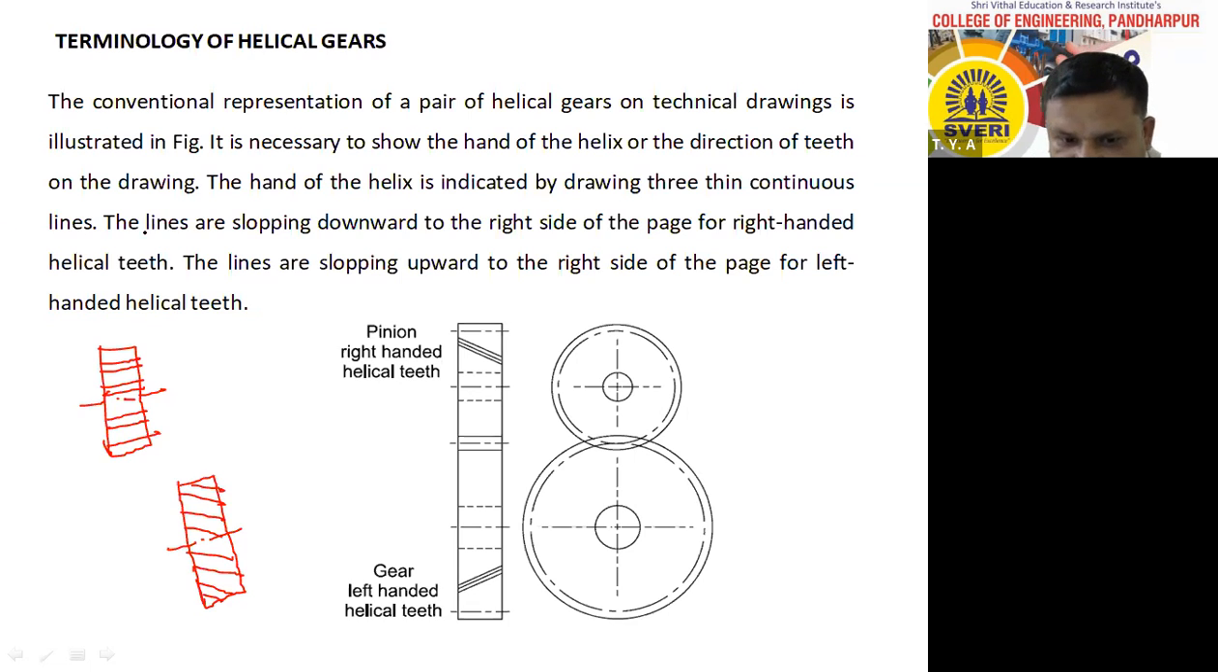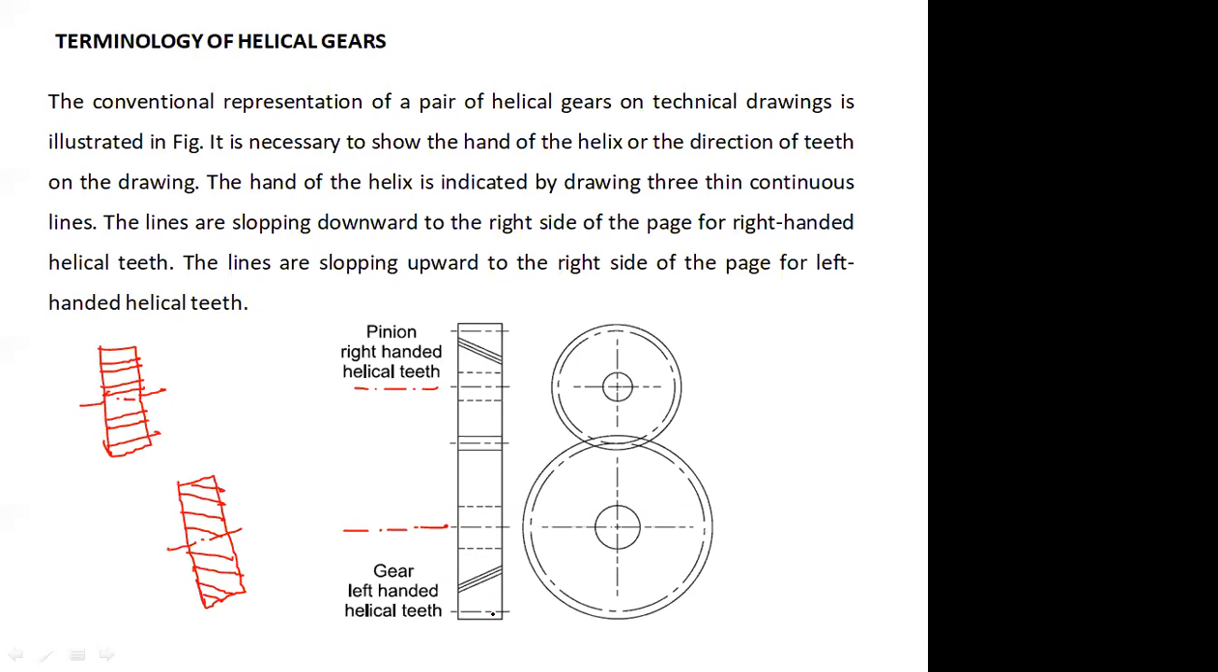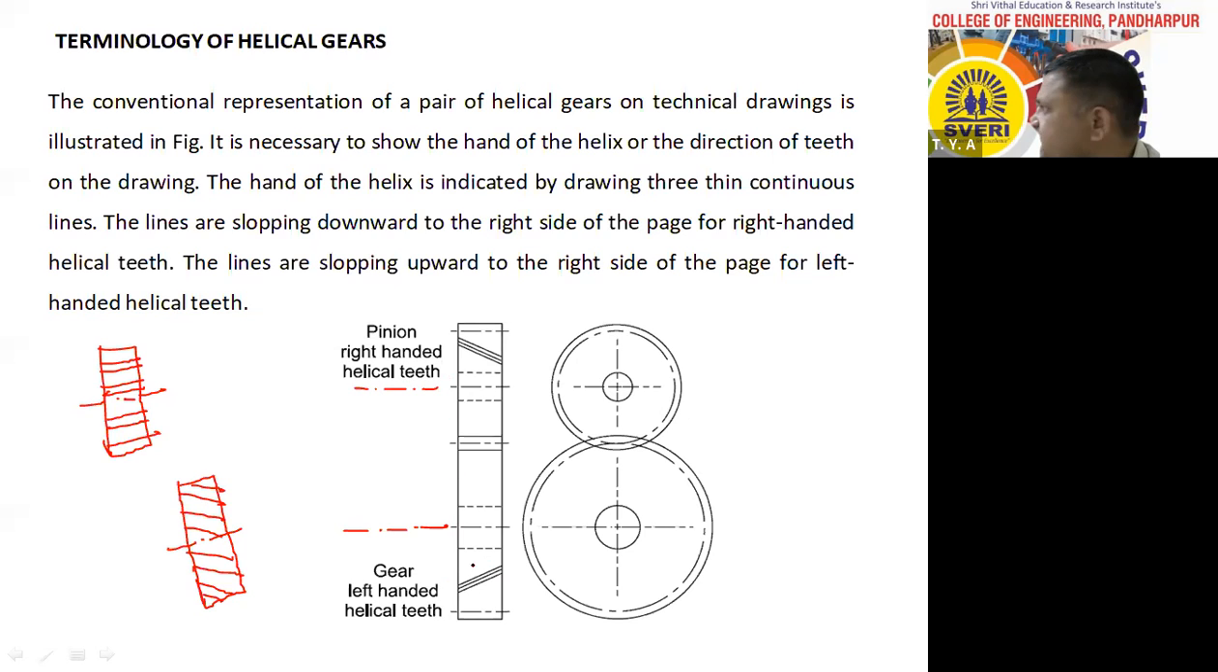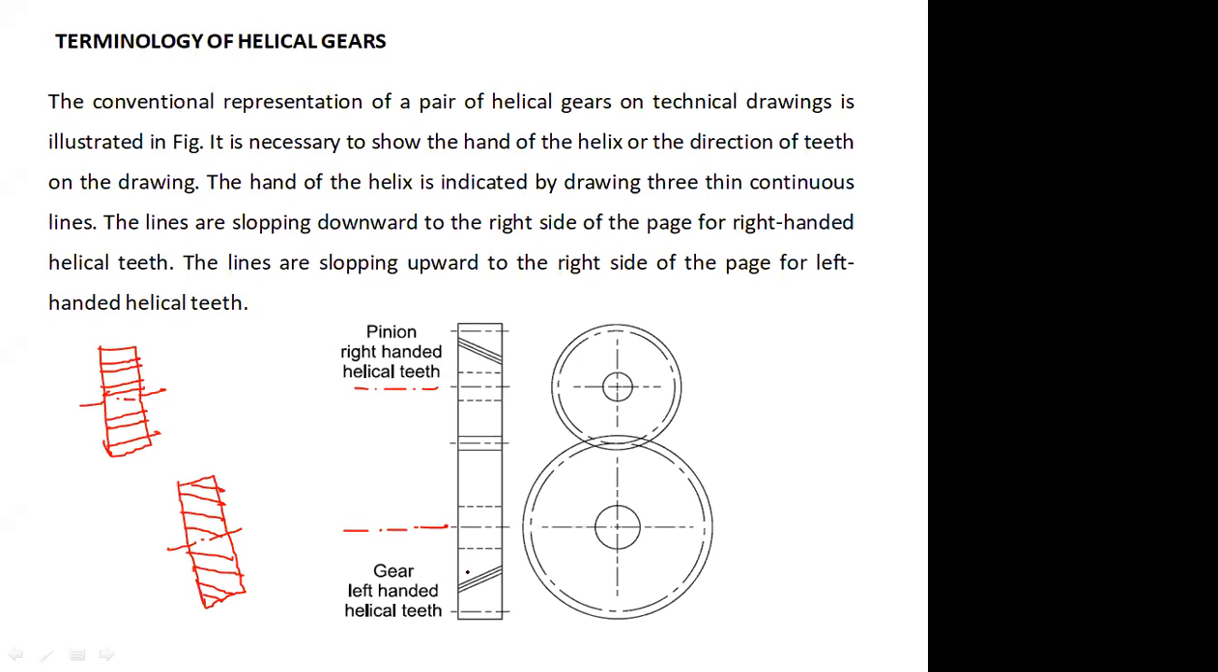Now just say these shaft axes are parallel to each other. This is the axis of one shaft, and this is the axis of the other shaft. Therefore, axes are parallel to each other. This right hand pinion is going to mesh with left hand helical gear.